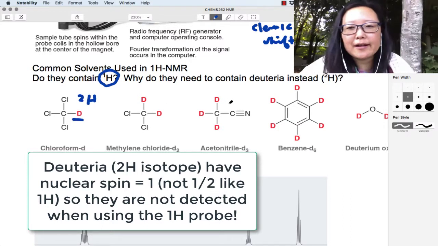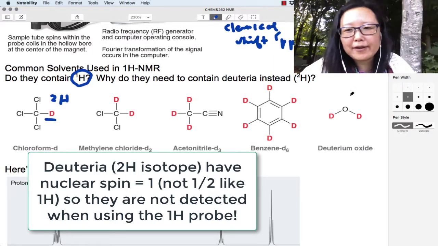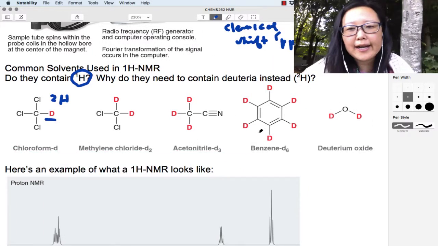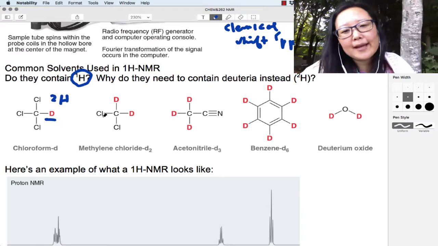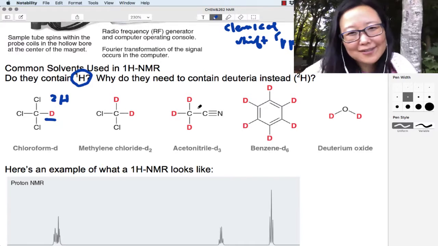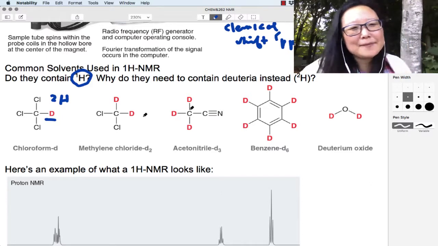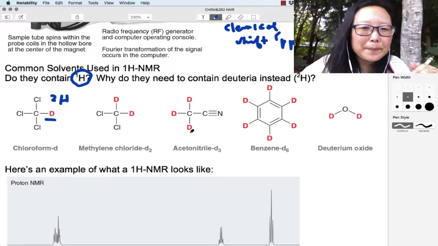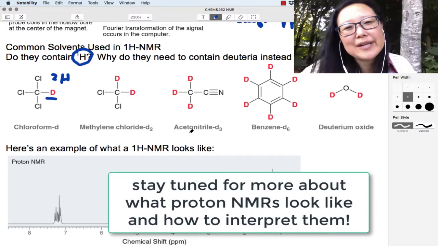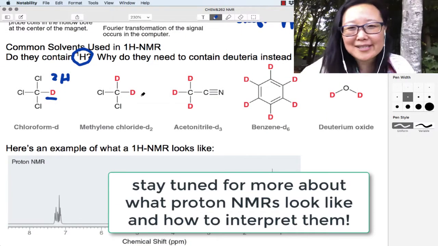Then we take common solvents that are used, and notice they can be very polar or very non-polar or intermediately polar, and we want to have a variety of solvents we can use to make sure that we can dissolve our samples. So you can have deuteria instead of where hydrogens would normally be. Again, the reason for that is we don't want to see peaks for solvent. We're interested in studying a molecule, not the solvent molecules.